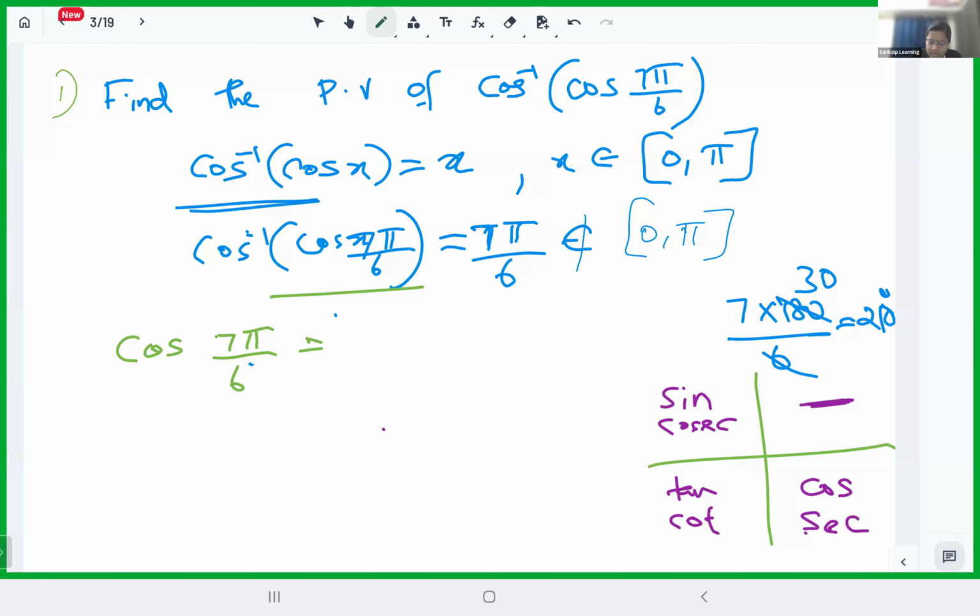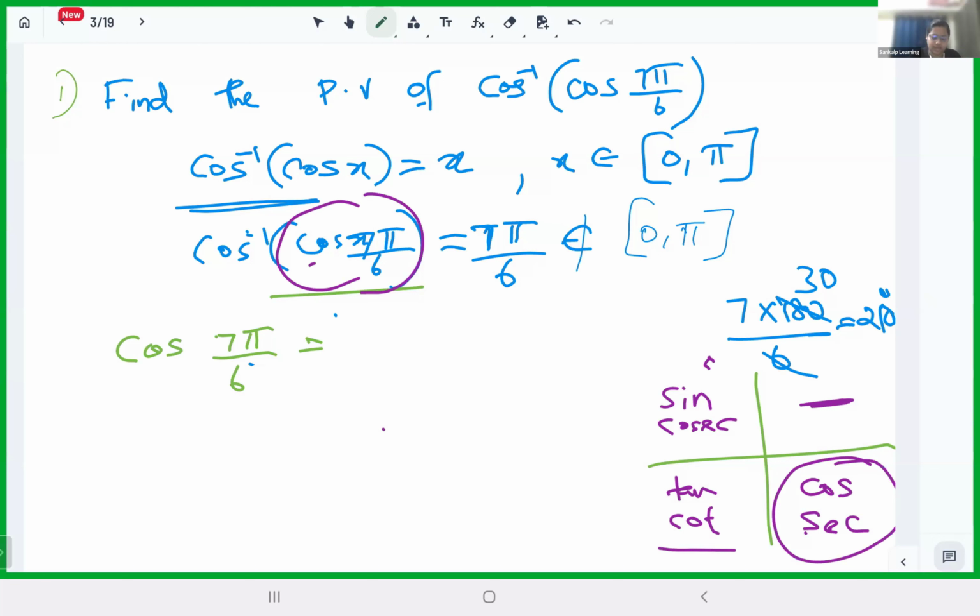Which quadrant we should choose? Can we take this quadrant? We can't take this quadrant because here we know cos is negative, right? So here in the question you can say that it is a positive quantity, so we can't take that one. And can we take this one? Here also cos is negative, right? Now here only cos is positive.